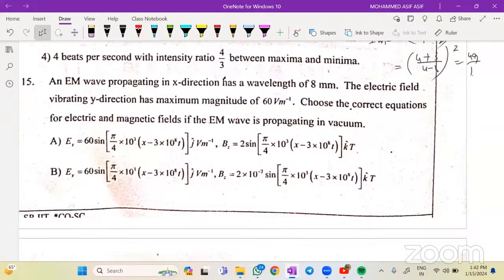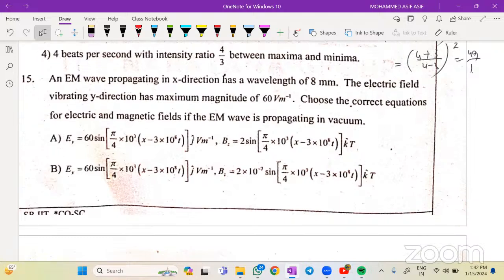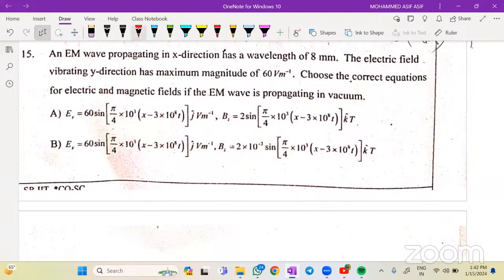of 8 mm. The electric field vibrating in y direction has a maximum magnitude of 60 volt per meter. Choose the correct equation for the electric and magnetic field if the electromagnetic wave has been propagating in a vacuum. तो पहले magnetic field निकालो, B naught is equals to E naught divided by C.